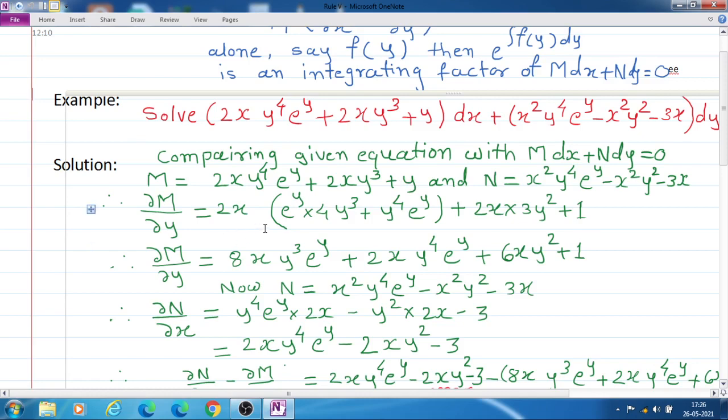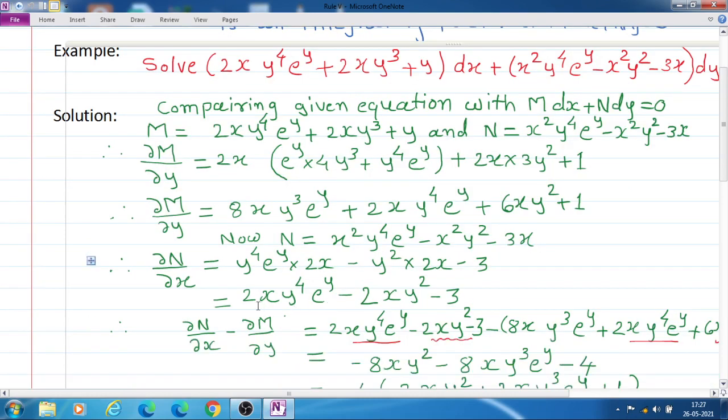Therefore, multiplying this 2x to this bracket, we get 2 into 4, this 8x y^3 e^y, plus 2x y^4 e^y, plus 2 into 3, 6x y^2, plus 1.